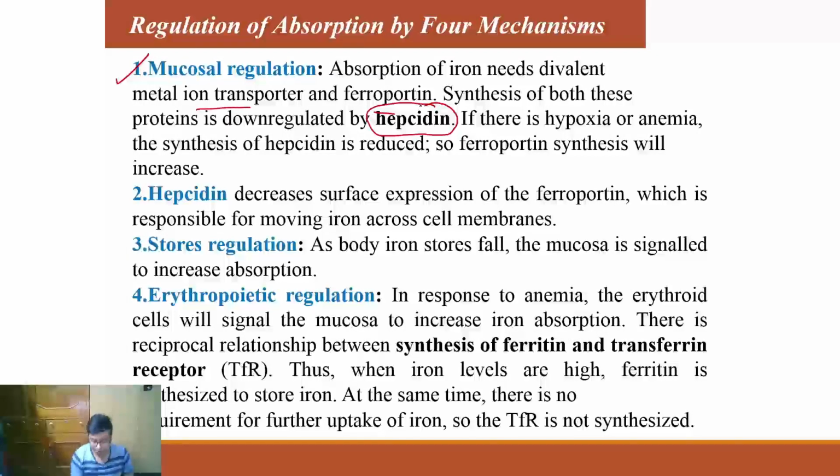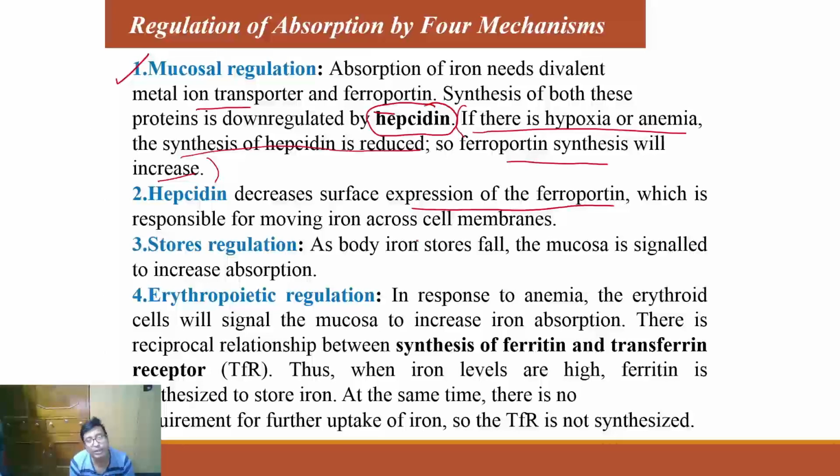Remember, this might be a bit confusing. If there is hypoxia or anemia, the synthesis of hepcidin is reduced, so ferroportin synthesis will increase. What does hepcidin actually do? As I told you, hepcidin decreases cell surface expression of ferroportin. If hepcidin is more, it will reduce the action of ferroportin. So if hepcidin is more, it will hamper iron absorption.